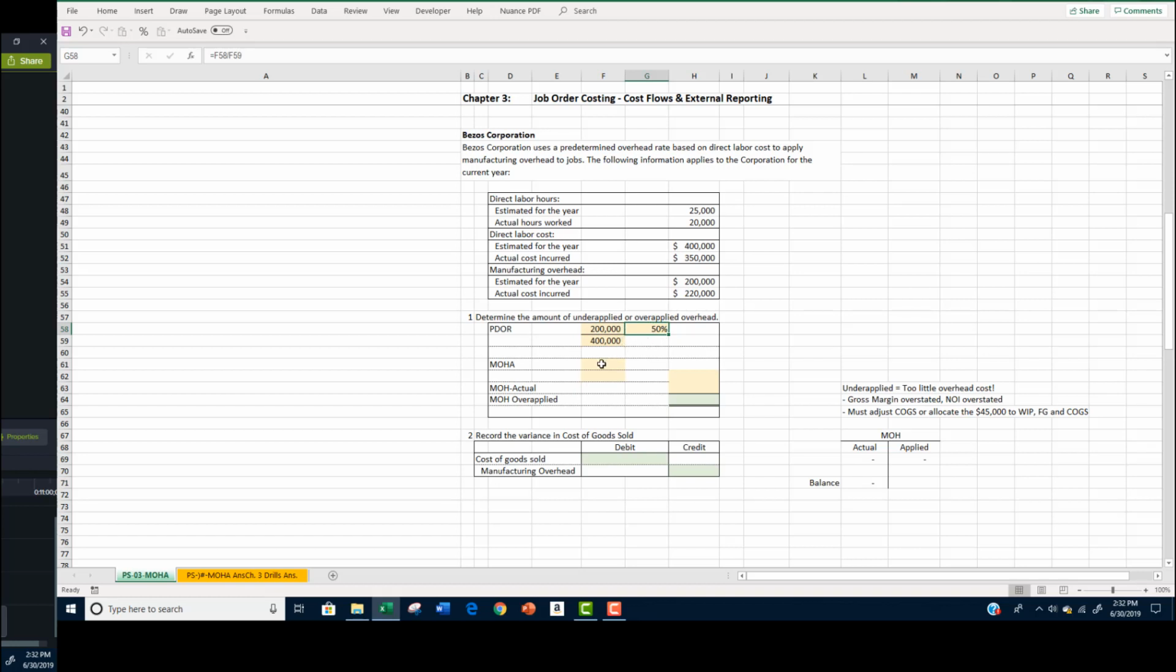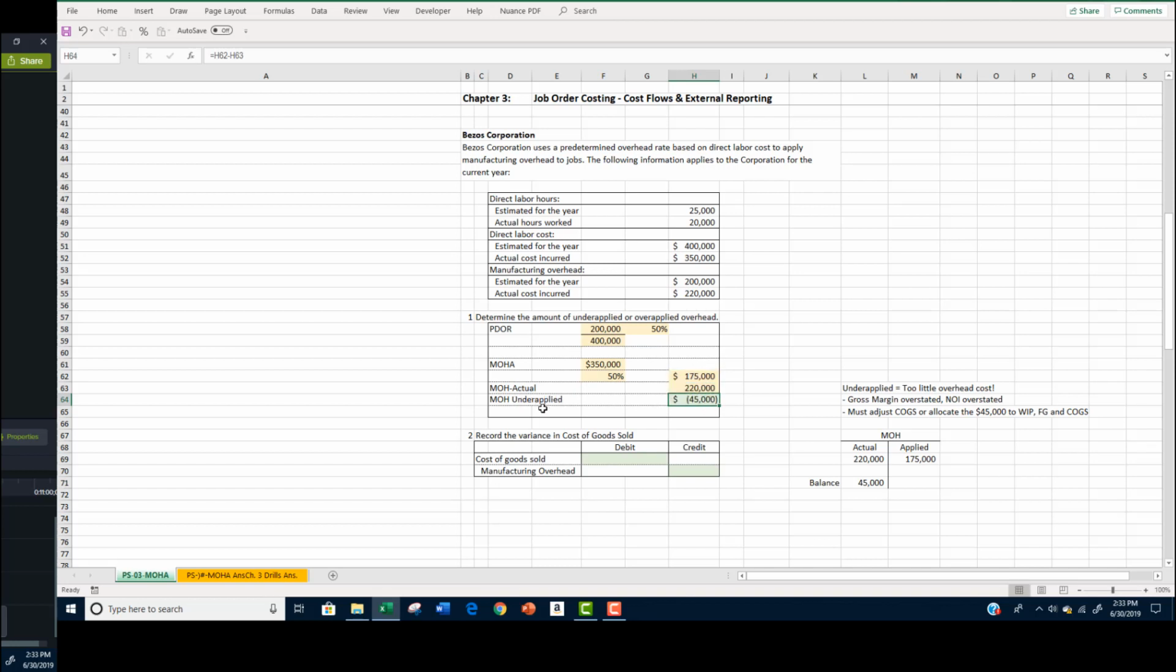Now to figure out the manufacturing overhead applied, we take 350,000, which was the actual direct labor cost incurred for the period, multiply it by 50% or 0.50, and we get $175,000. The 175,000 represents our applied manufacturing overhead for the period. Now let's look at it in comparison to what actually occurred. What actually occurred was 220,000 of overhead. But we applied 175, so we are underapplied by a total amount of $45,000.